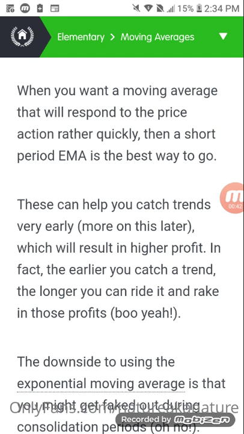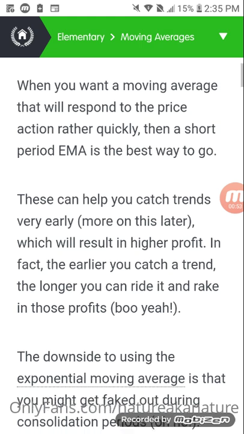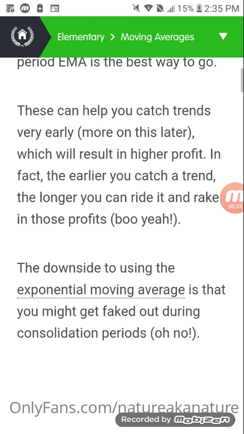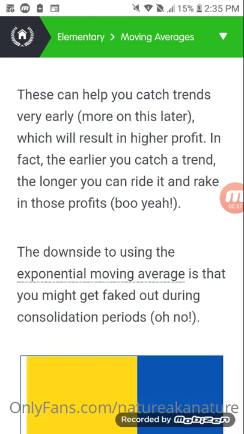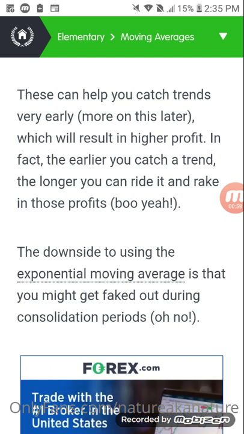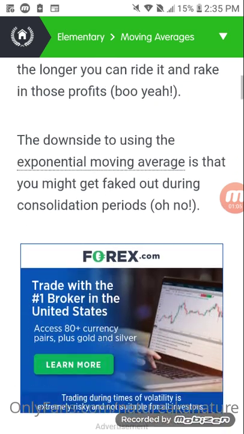These can help you catch trends very early with the EMA, which will result in higher profit. In fact, the earlier you catch the trend, the longer you can ride it and rake in those profits. The downside of using the exponential moving average is that you might get faked out during the consolidation period.